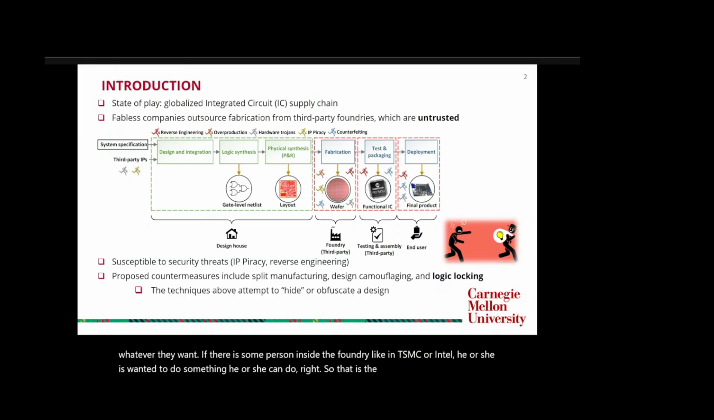So we can have reverse engineering. This is the major problem. Reverse engineering is like that: you get the logic, you copy the logic, and sell it in the black market. Or the foundry can also overproduce the IC, right? I give you the order of 5,000 chips, and they fabricate 1 million. Who knows? We don't have any control, right?